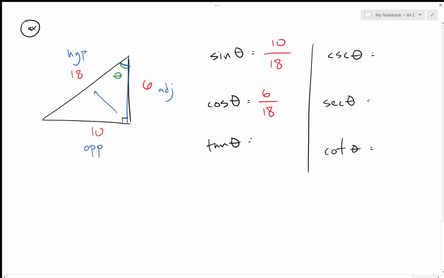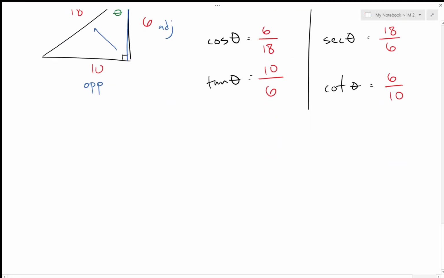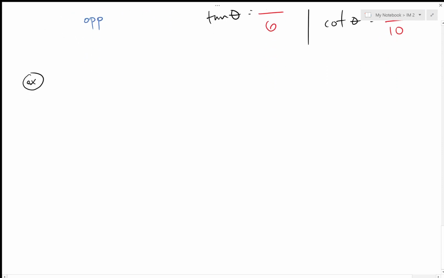Tangent, TOA, opposite over adjacent, so opposite 10, adjacent 6. And then the other 3 are just the flip versions of all of these. So cosecant flips to 18 over 10, secant is 18 over 6, and cotangent 6 over 10. And there we go. Without writing out the words, we're still able to find these things. So that's finding all 6.